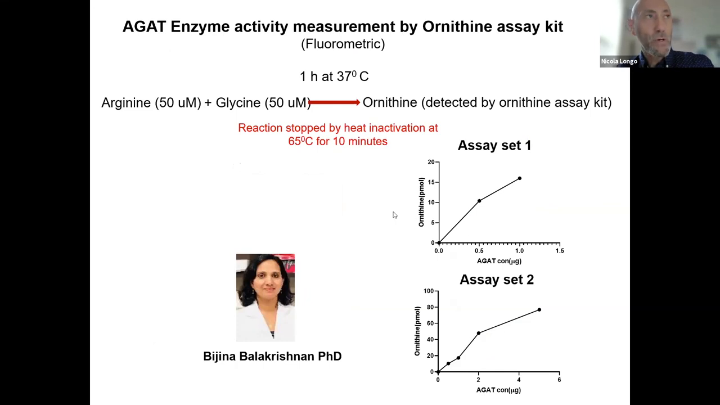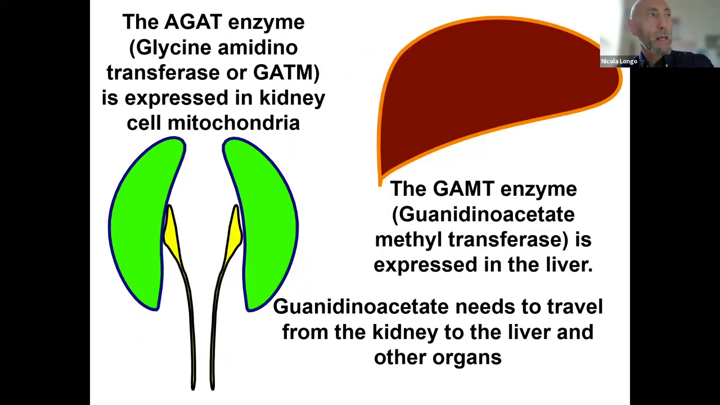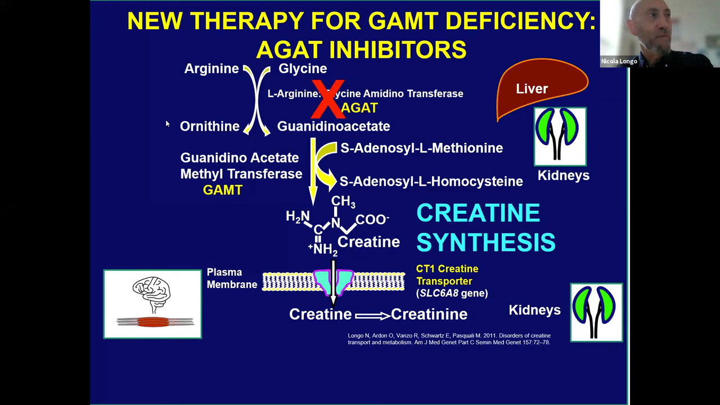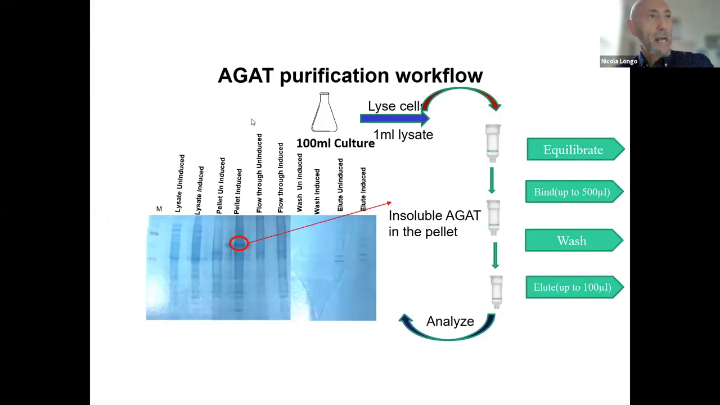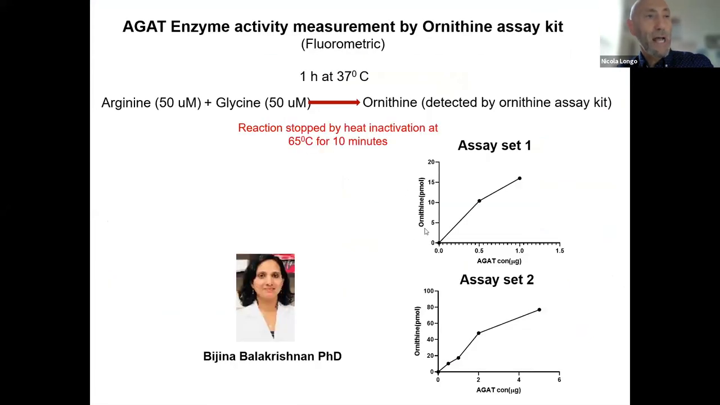Now, once we started testing the initial production, we had some initial good results. So the way that we do, obviously, the reaction of the AGAT enzyme produces both ornithine and guanidinoacetate. But at the beginning, we didn't have an assay to measure the guanidinoacetate. So we measured the ornithine alone. And the assay indicated that there was a linear production of ornithine as we increased the amount of enzyme.